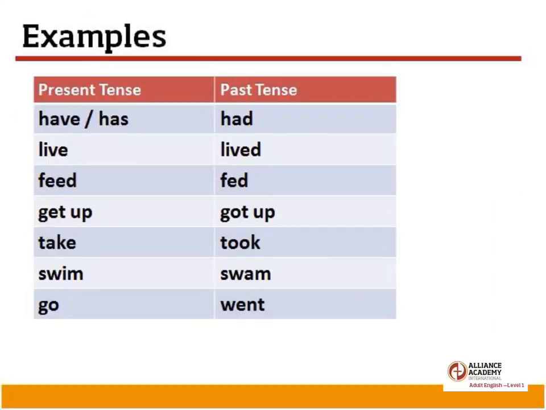Verbs that we need to be using in Module 4 in the present tense and in the past tense are have, in the past had, live, in the past lived. We just add ed like most past tense verbs. Feed, fed. If you don't know these verbs, maybe get a dictionary and really understand them. Get up, in the past, got up. Take, in the present, but in the past is took. Swim, in the past is swam. And go in the present, but went in the past.